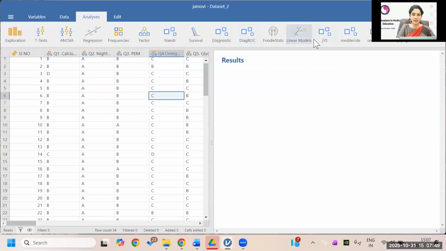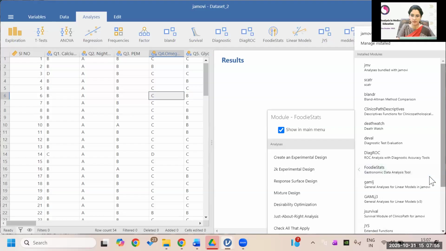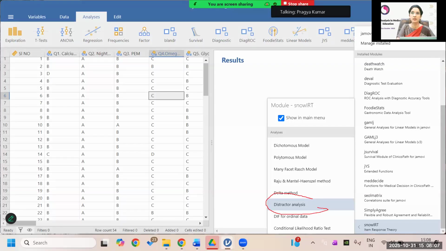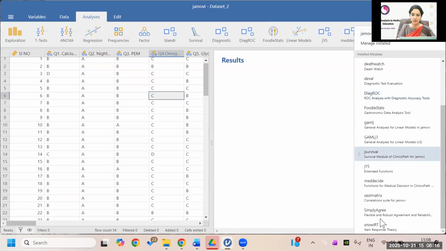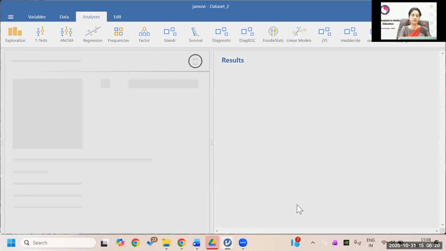I'll go to analysis, click on this module, and open Snow IRT. In Snow IRT, you have to click the distractor analysis, this one. There's an option of distractor analysis. You click this module because in Snow IRT there are many other options, but we don't have to go to those options. Go to Snow IRT and click the distractor analysis.